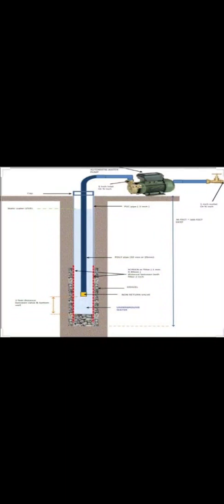Next, the method to draw the groundwater is the tube well. In the tube well, you can see a long pipe is inserted deep into the ground, where it dips below the groundwater level, and this water is then drawn up by using a hand pump or an electric pump. So the hand pump is another method to draw the groundwater.